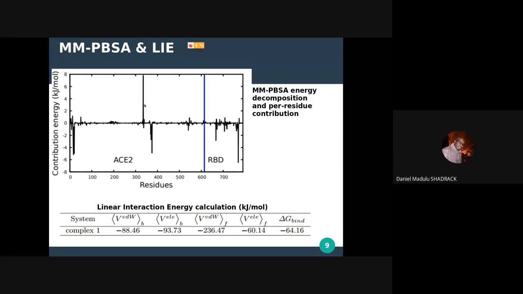Yes, this is the decomposition energy of individual residues, showing how much each contributes to the interaction between the protein and the natural product. To obtain this, we first calculate the MMPBSA, and then to get further insight into what is happening to each residue, we decompose it and see how each residue is contributing. Okay, thank you very much.